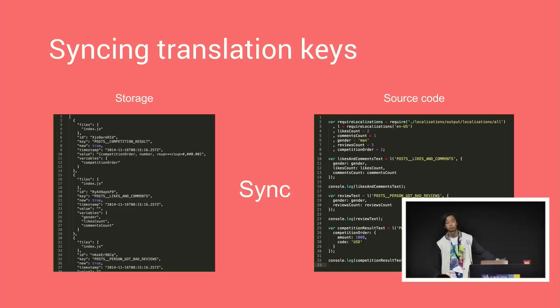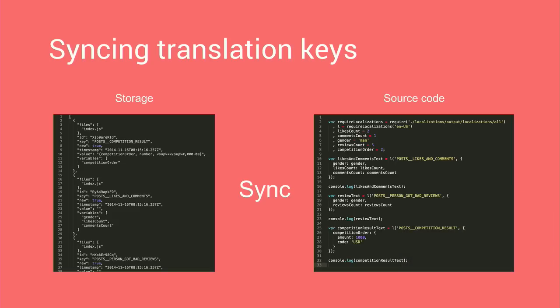On the left, we have storage, which in this example is a JSON file. And on the right, we have the source code. In order for them to work, they must be synced. The storage must have the translation keys that the source code has. If not, they won't work.